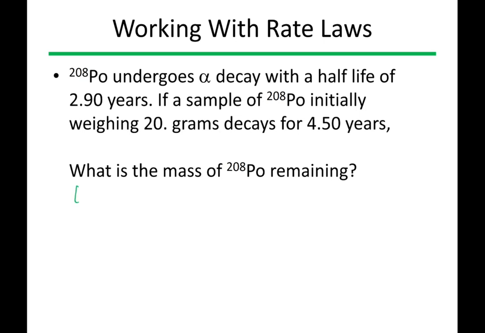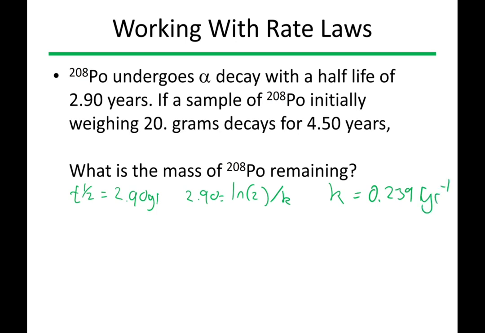We have our half-life is equal to 2.90 years. And remember, we can find k because the half-life is equal to the natural log of 2 divided by k. So solving for k, we get k is equal to 0.239. And in this case, since the t1/2 was in years, our rate constant will be in years to the minus 1.